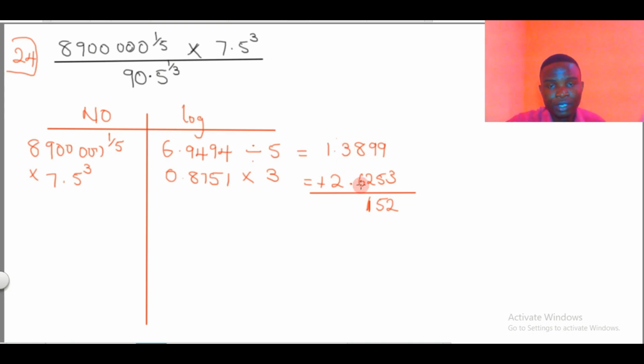4 plus 6 will give me 10. So I'll put down 0 and then carry 1. And then I have my decimal point here. So the one I'm carrying, I'll add it to this 1 to make it 2. 2 plus 2 will give me 4.